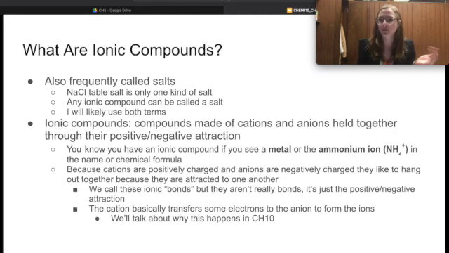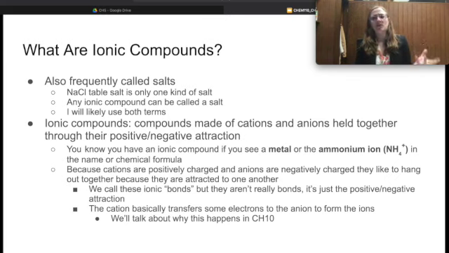So first and foremost, what are ionic compounds? Ionic compounds are also frequently called salts. NaCl, table salt, the thing that we eat every day, is actually only one kind of salt. So any ionic compound can be a salt, and any salt can be an ionic compound. They're interchangeable terms, and I'll likely use both along the way to vary what I'm saying. Ionic compounds are salts, salts are ionic compounds.